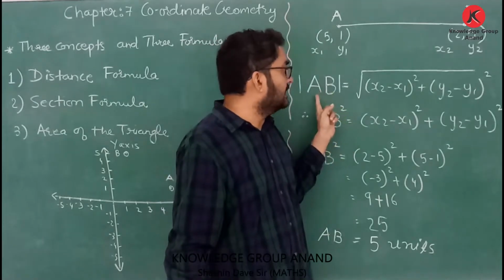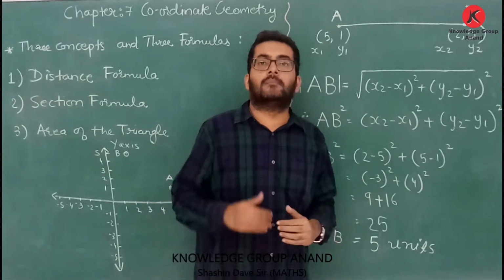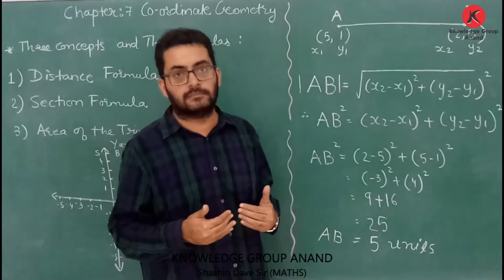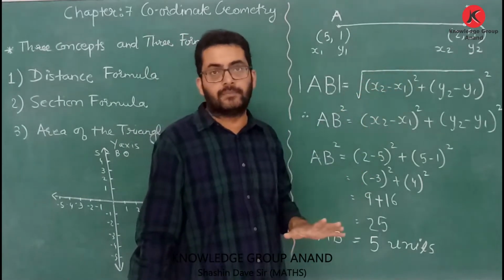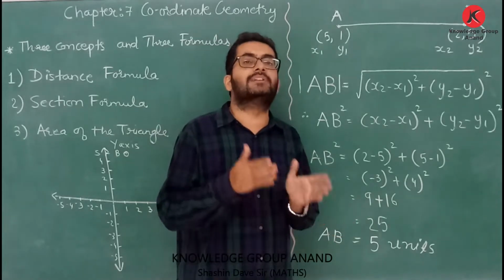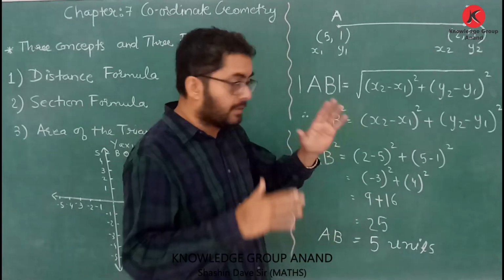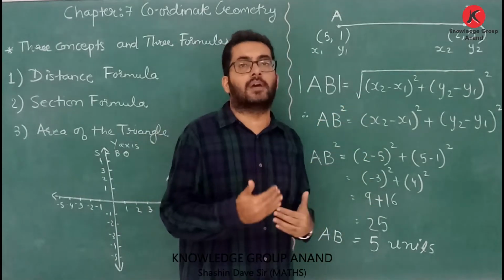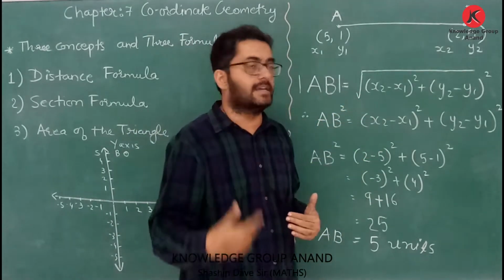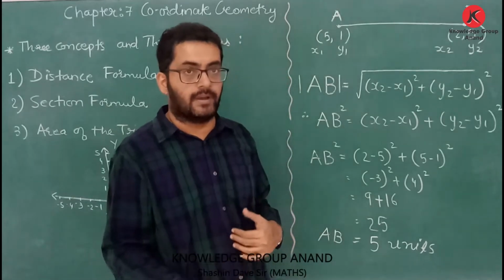Now this is the distance formula, but while solving the sum, to avoid writing this root again and again, generally we take square on both sides. तो exact distance formula ये है, लेकिन जब हम न्यूमेरिकल सॉल्व करेंगे तो हम एक स्टेप आगे चले जाएंगे. We will take squares of the values.